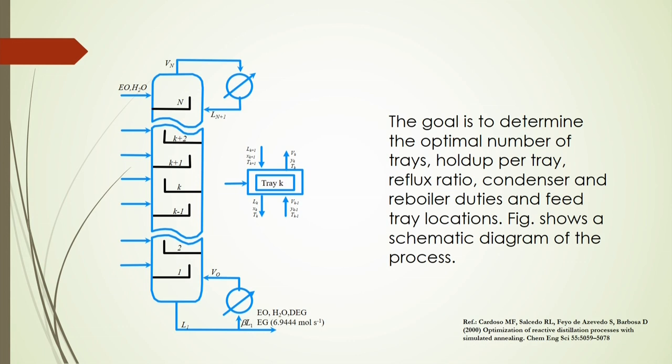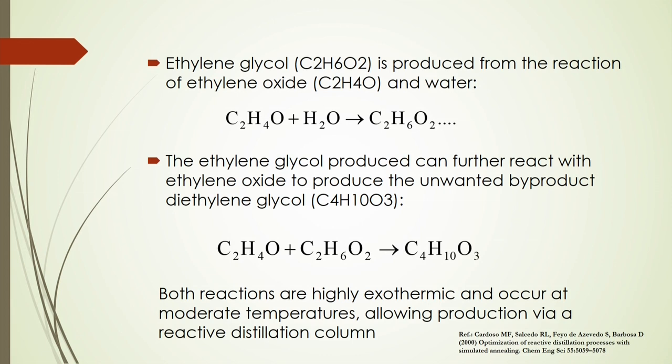Now, what are the reactions taking place in this particular reactive distillation column? In this case, ethylene glycol is produced from the reaction of ethylene oxide and water. So, ethylene oxide plus water equals ethylene glycol, as this equation shows, and the ethylene glycol produced can further react with ethylene oxide to produce the unwanted byproduct, diethylene glycol. Both reactions are highly exothermic and occur at moderate temperatures, which allows production via a reactive distillation column. So, in these slides, the reactions are given: how ethylene glycol is produced from the reaction of ethylene oxide and water, and how the ethylene glycol produced can further react with ethylene oxide to give the unwanted byproduct called diethylene glycol.